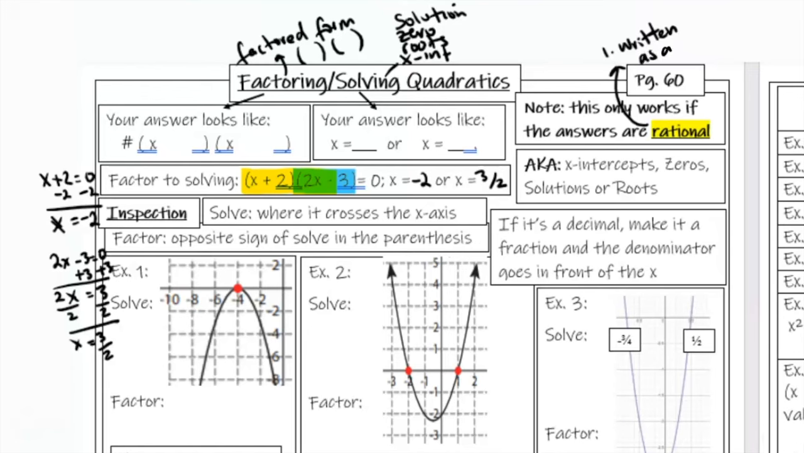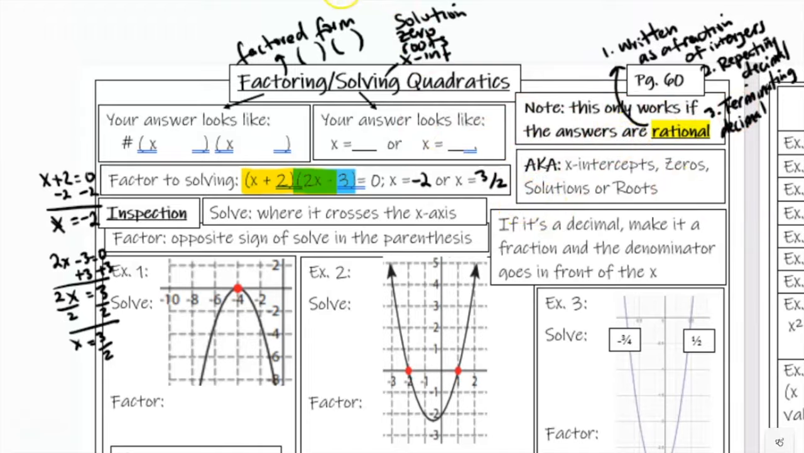Written as a fraction of integers. Okay. Number 2, repeating decimal, or number 3, terminating decimal. And what that means is that it ends. So as long as it's rational, this is the method that we're going to use.